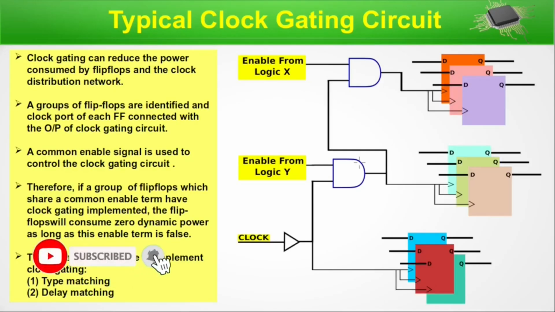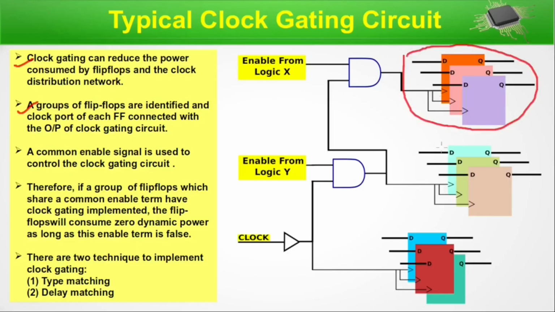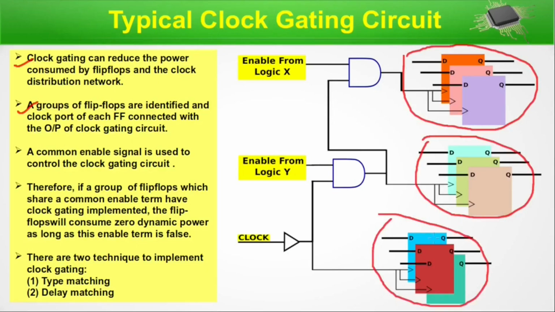It's a typical clock-gated circuit. Clock gating can reduce the power consumed by flip-flops and the clock distribution network. A group of flip-flops are identified and the clock port of each flip-flop is connected with the output of the clock gating circuit. There are 3 clusters of flip-flops, 3 clusters.